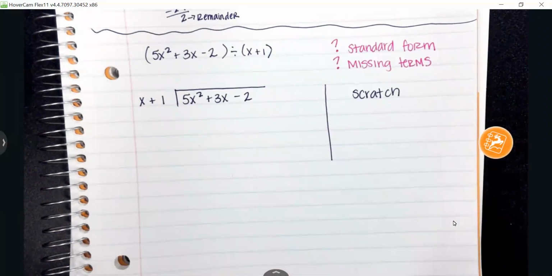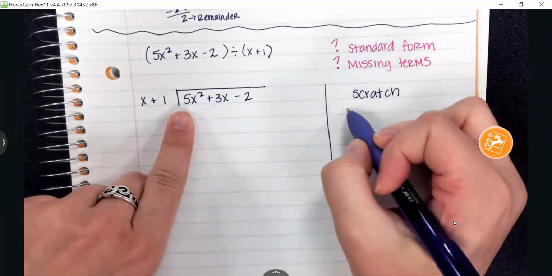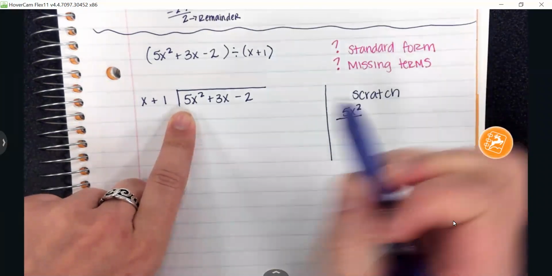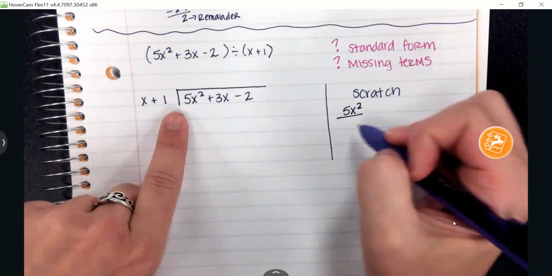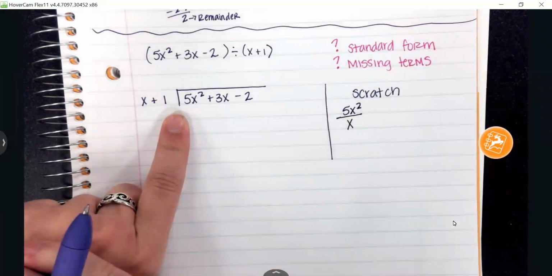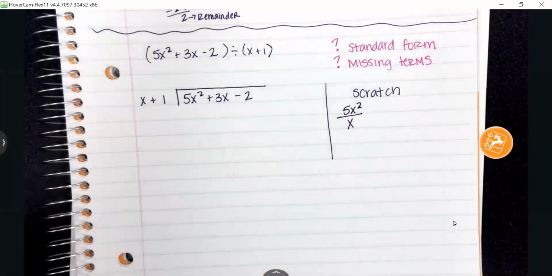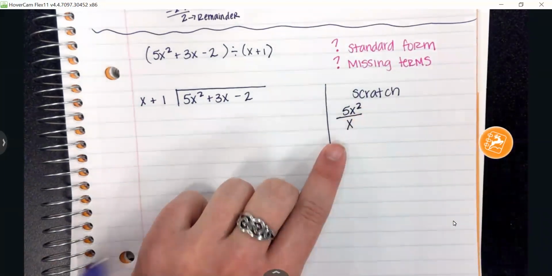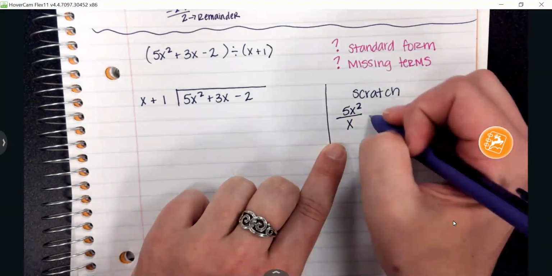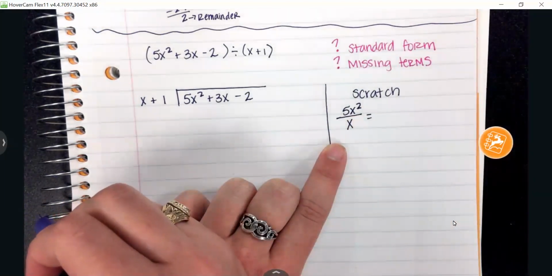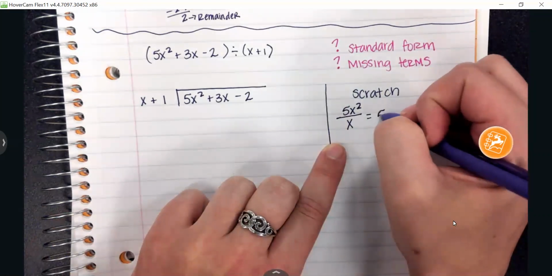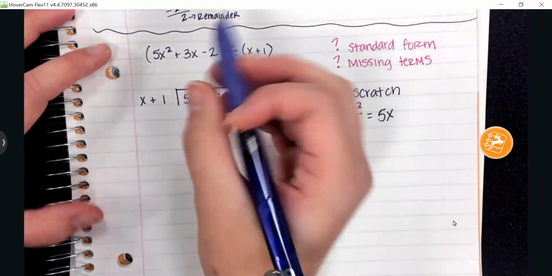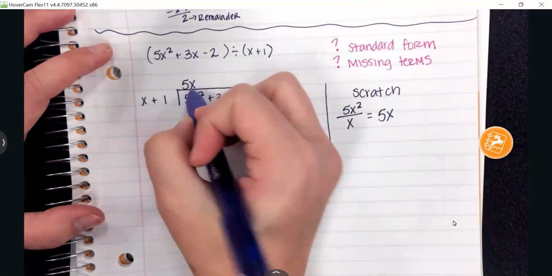So the first thing I'm going to have is 5x squared. I am dividing by what's outside. I am dividing by x. Okay, I'm dividing by x. What is 5x squared divided by x? What is it? 5x. So I'm taking this number and I'm putting it on top. 5x.